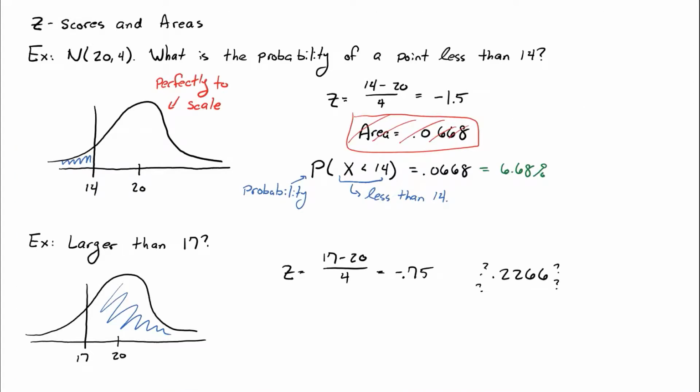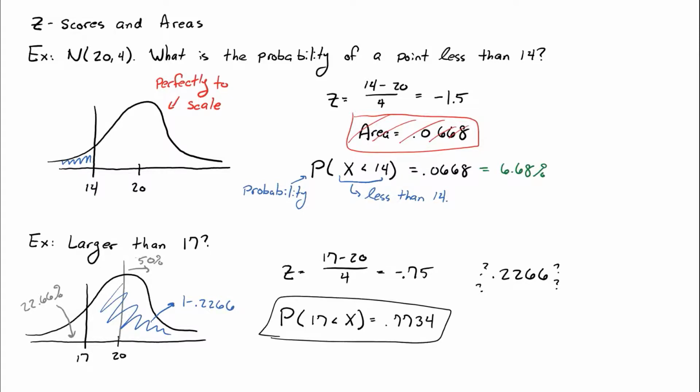Look at our picture. We shaded to the right. Does that look like 22.66% of the curve? No, not at all. In fact, after 20 is 50% of the curve. Remember, the table gives us area to the left. Our actual answer will be 1 minus that number. So the probability of 17 less than x will be 0.7734.